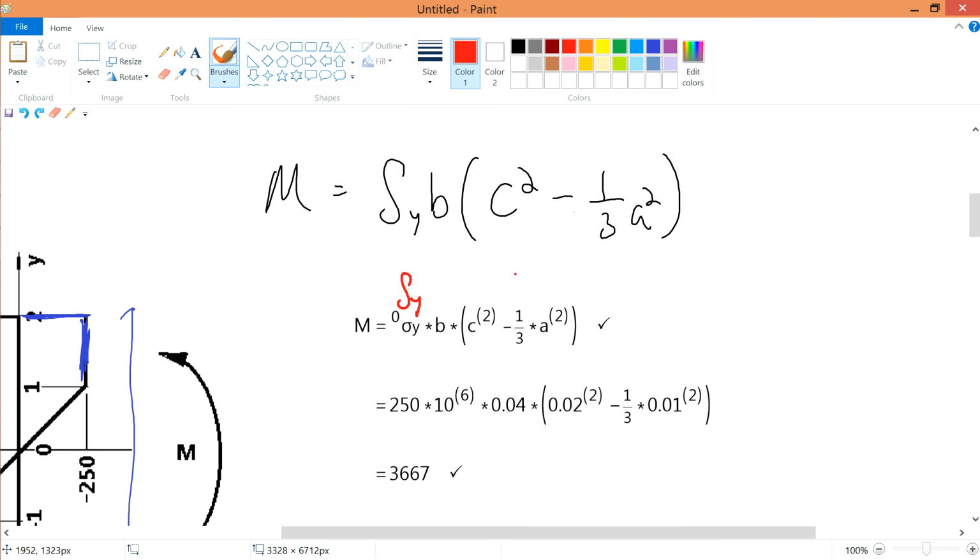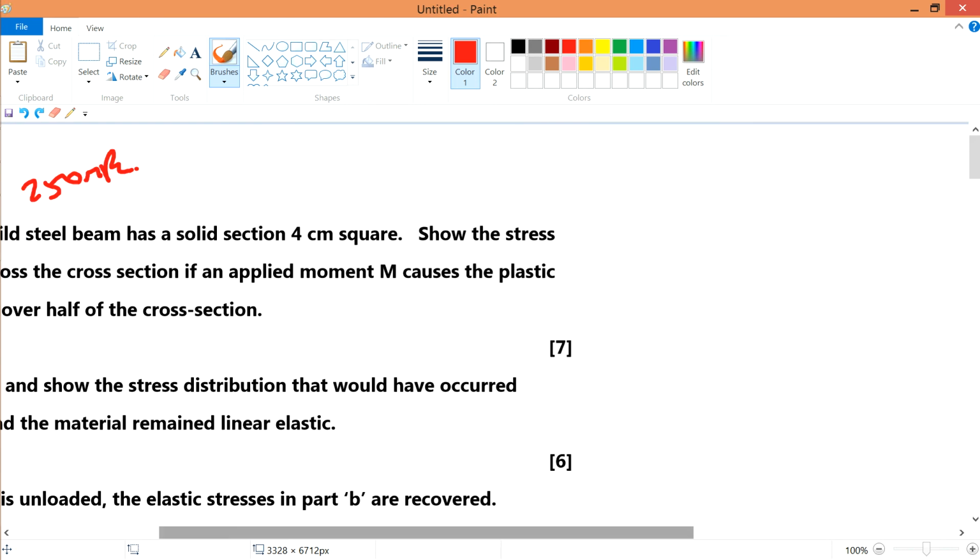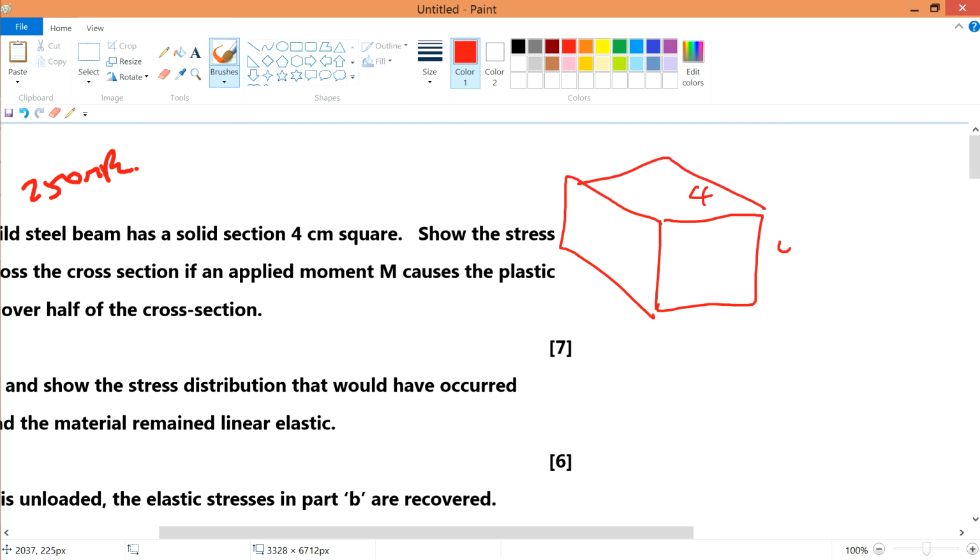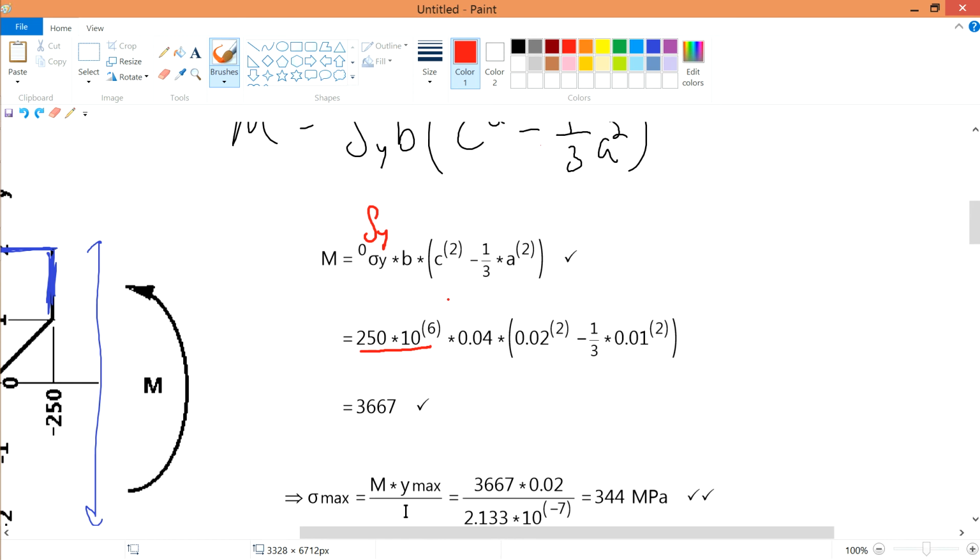Now the yield strength of the material is 250 megapascal, and therefore it's 250 times 10 to the power of 6, where B is the breadth, and it tells us that we have a solid cross section of 4 cm square. This means that the solid section of the beam is 4 by 4 cm, and therefore it's 0.04, because 4 cm to meter is actually divided by 100, so it's 0.04, which is this one.